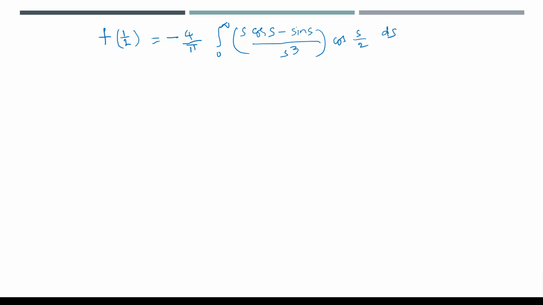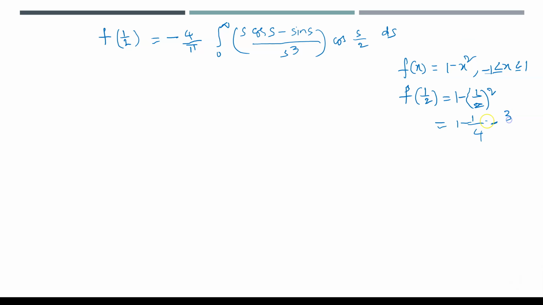Now the value of f of 1 by 2. What is f(x)? f(x) equal to 1 minus x square in the interval minus 1 less than x less than 1. So here 1 by 2 lies between minus 1 and plus 1. So f of 1 by 2 equal to 1 minus 1 by 2 whole square, that means 1 minus 1 by 4, which is equal to 3 by 4.